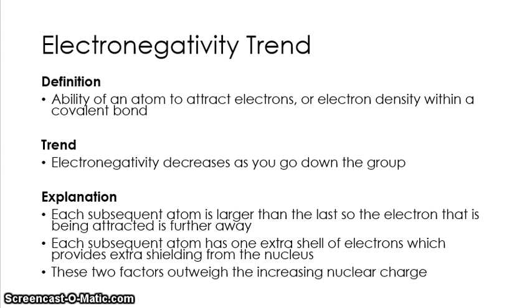The second point is that each subsequent atom's got one extra shell of electrons, and because of that, it means there's going to be extra shielding from the nucleus. So that electron in the covalent bond that the nucleus is trying to attract is going to have a weaker attraction because it's going to be shielded by these extra shells of electrons. Now these two factors, just as when we talked about ionization energy, outweigh the increasing nuclear charge. Because if it was just the nuclear charge, you would expect the electronegativity to increase as you go down the group because there's more protons. But that is the least important of the three factors.